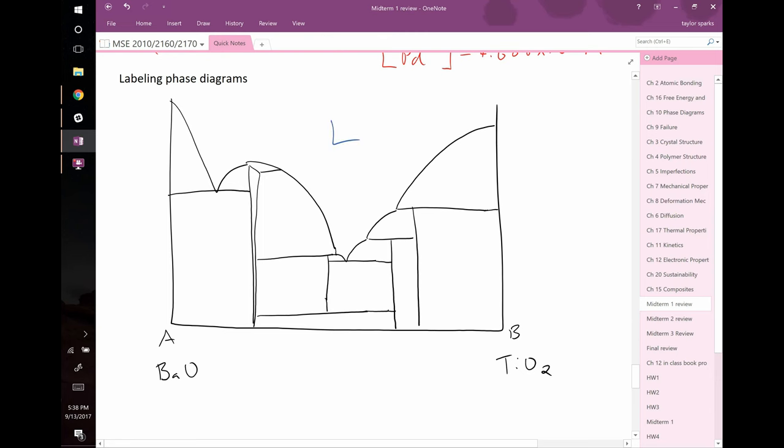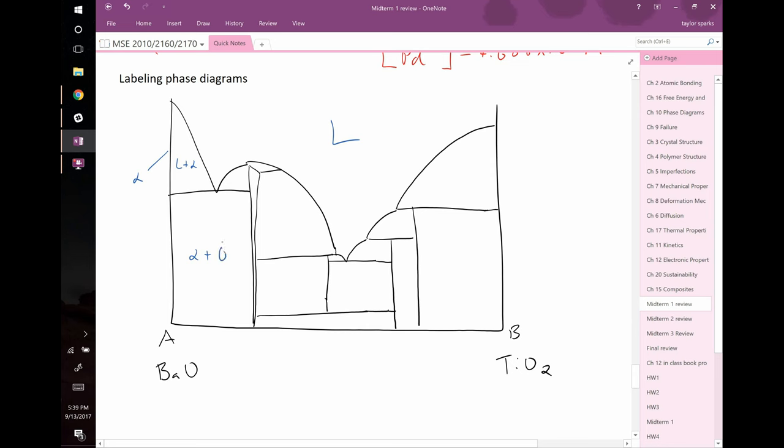Start busting out your Greek letters, right? So let's start on the left-hand side. Let's call this liquid plus alpha, which means that this thing must be a line compound on the far left. The pure barium oxide, we're going to call it alpha. That means that this must be alpha plus what? Call it beta. What about the one with the vertical slash?